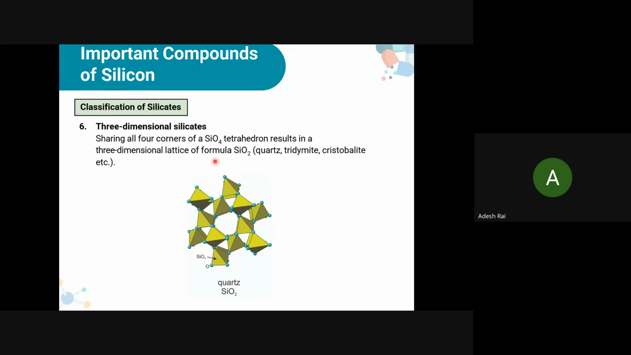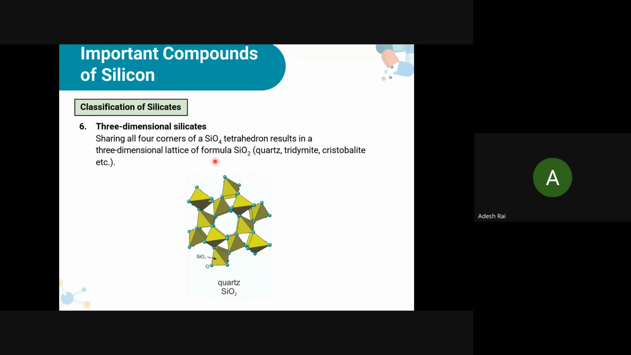Total, how many silicates have we studied till now? Six. First one was ortho, yes or no? Second was pyro. Third was cyclic. Fourth was chain. Fifth was double chain. No, inside chain itself we studied double chain. Before this we studied sheet silicates. And the last one is the one in which we share four corners, the three-dimensional silicates.